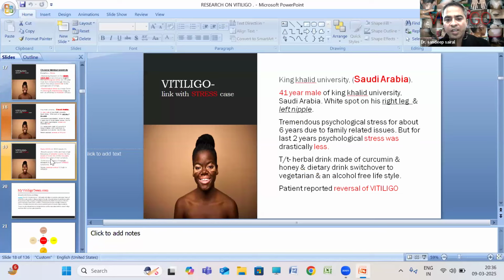His treatment was started. He was given a vegetarian diet, an alcohol-free diet, and herbal drinks. Meanwhile, during the treatment, his stress also got reduced over 2 years. So we find, at least in this particular case, that when the stress is raised, you have vitiligo or a fresh onset of vitiligo. When the stress is reduced, your vitiligo reduced. So at least this was clear in this case.